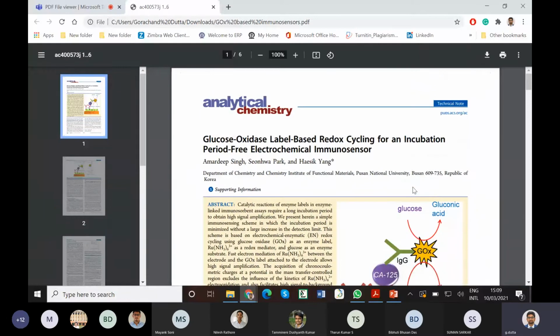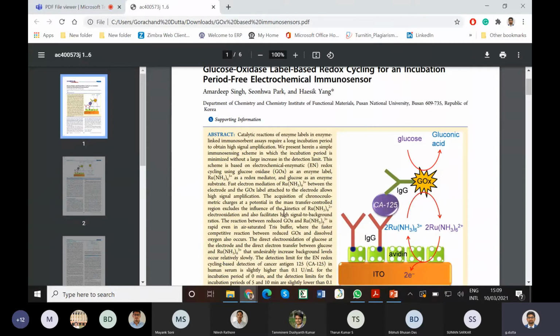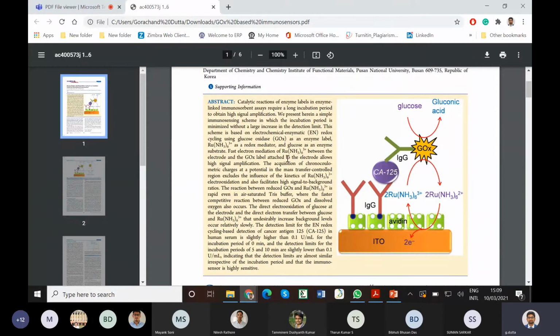But in this biosensor, they developed something that is incubation period free. It means we don't want any kind of incubation, just drop the sample and we can measure immediately. That's why it is called incubation free. It is already described here in the abstract, with all the sentences and reagents they mention. So I think you can easily understand the abstract.